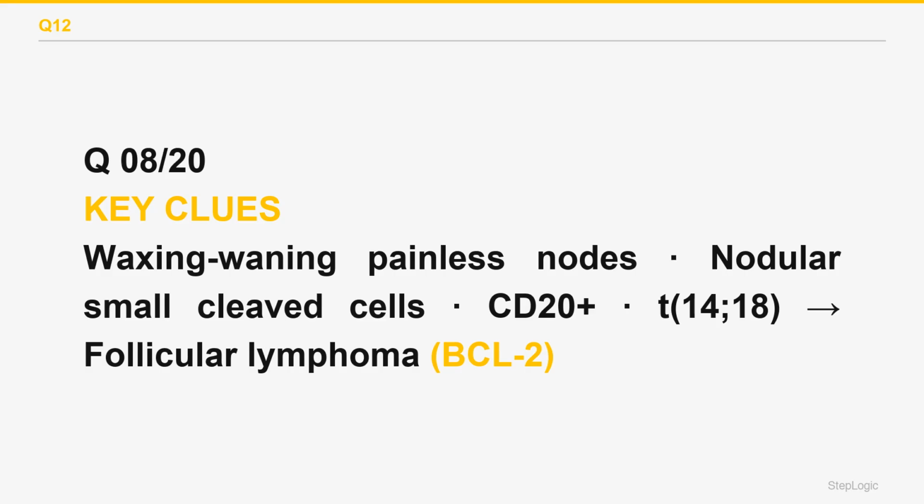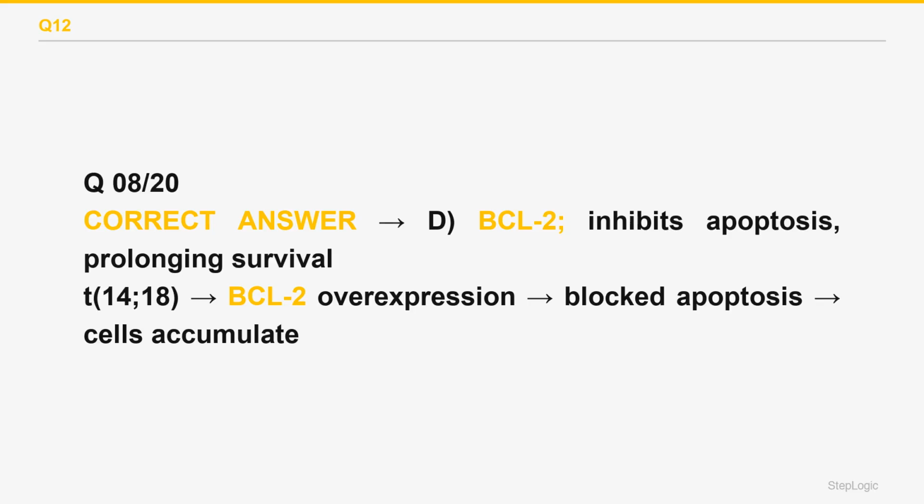Normally, BCL2 restrains programmed cell death. When overexpressed, it blocks apoptosis, so the B cells do not die on schedule and accumulate. Notably, the mechanism is not faster proliferation, but failure to die, prolonged survival of the clone. The correct answer is D.